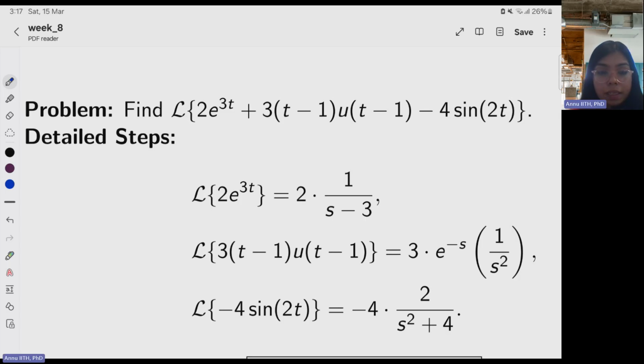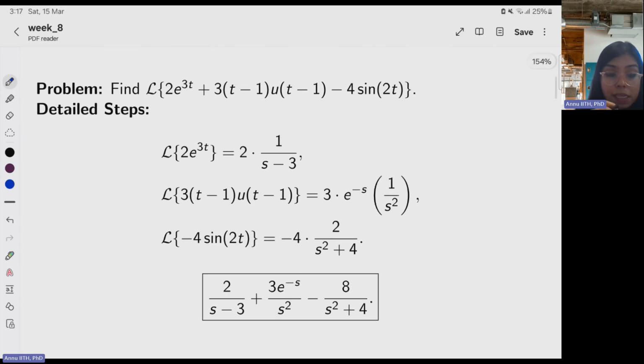So detailed steps, I hope you have all got the answer, but the detailed steps are listed like this. Laplace transform of 2 e power 3t is equal to 2 into 1 upon s minus 3. Why is it 2? Because 2 is just a scalar, so it will come out. And t minus 1 leads to e power minus s, and the Laplace transform of t is 1 upon s square. So that's why it's 1 upon s square.